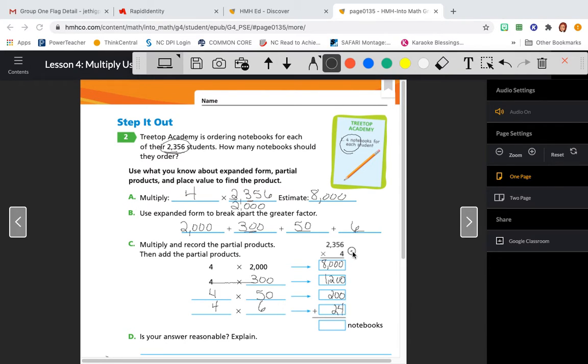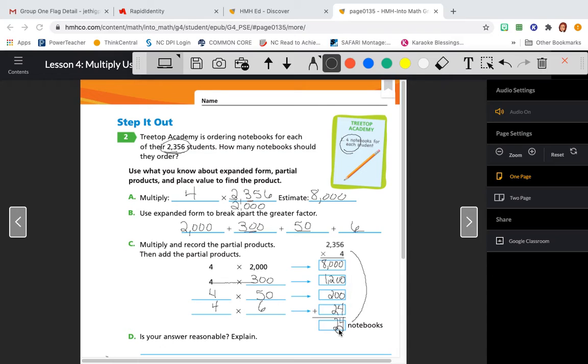This is important. This part right here is really important. Making sure you line those numbers up correctly. Ones, tens, hundreds, and thousands. And now we need to add. So 0 plus 0 plus 0 plus 4 is 4. 0 plus 0 plus 0 plus 2 is 2.